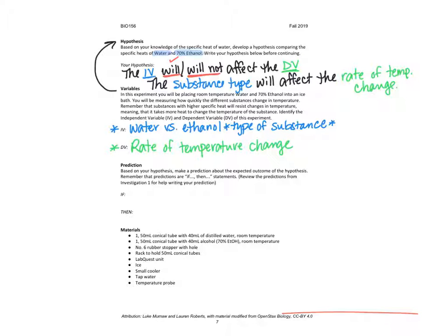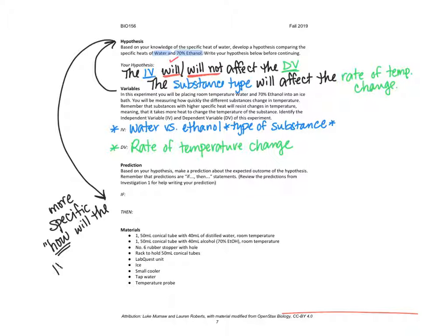So from there, we can now jump from the hypothesis down to the prediction. And we're still going to stick with focusing on our independent variable and our dependent variable. The prediction is just going to be more specific, so more specific as in how will it affect it? All right, so how will the independent variable affect the dependent variable?